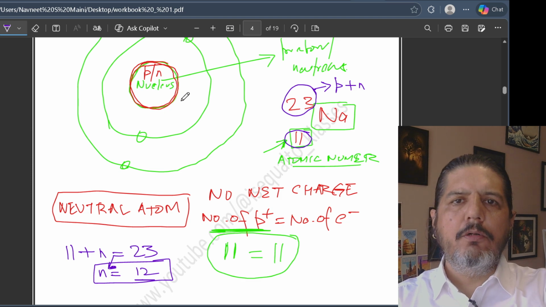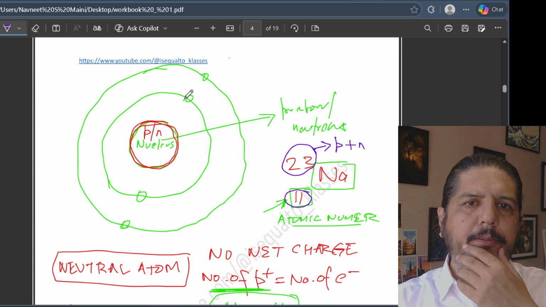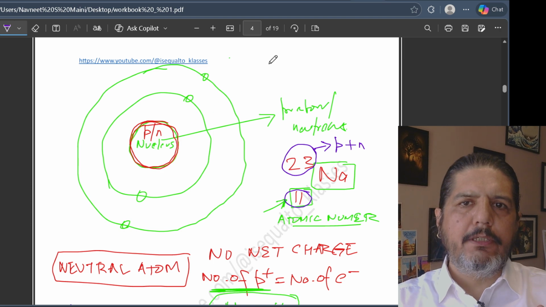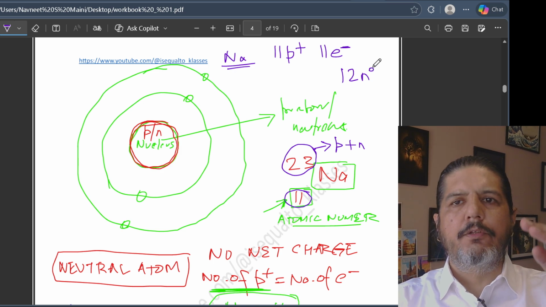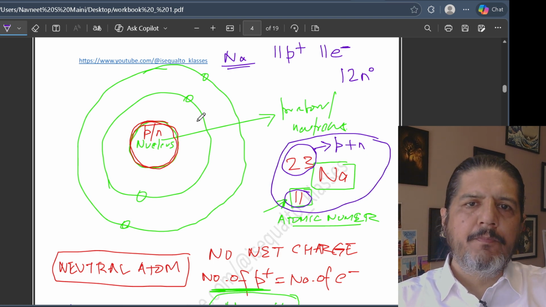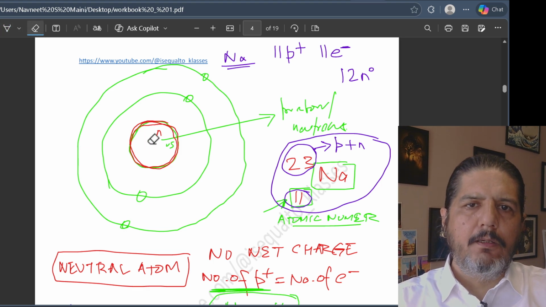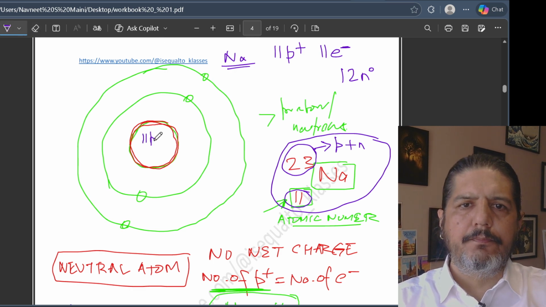So, if I have to draw the orbital diagram of sodium, what do I need? I have understood that sodium has 11 protons, it has 11 electrons, and it has 12 neutrons. This is all the information that I can get from here. So let me put the 11 protons here, and 12 neutrons here.